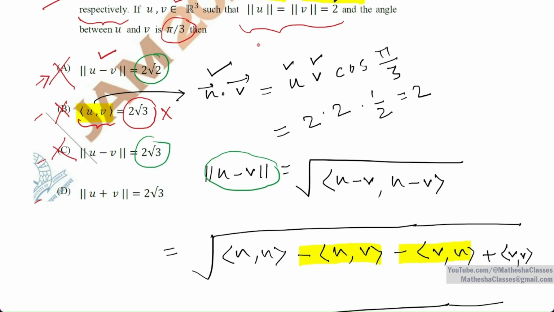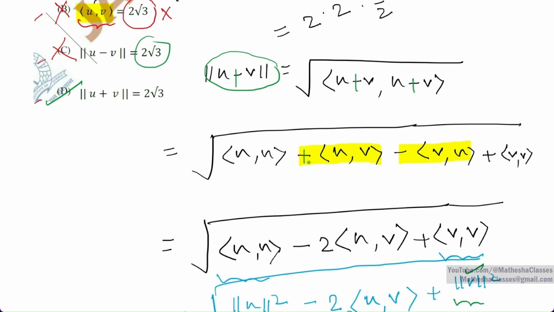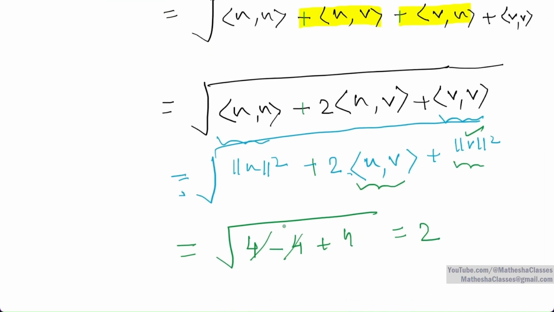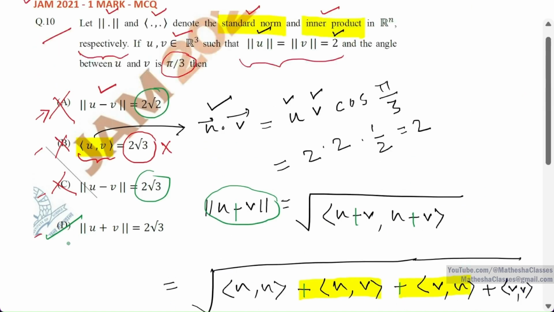So finally let us check the value of norm of u plus v. So norm of u plus v is equal to, using the similar formula, under root inner product of u plus v with itself. Which, when expanded, will give you plus here, and that will become plus plus plus, so that will be under root 12, which is 2 root 3. Therefore D is the correct option.